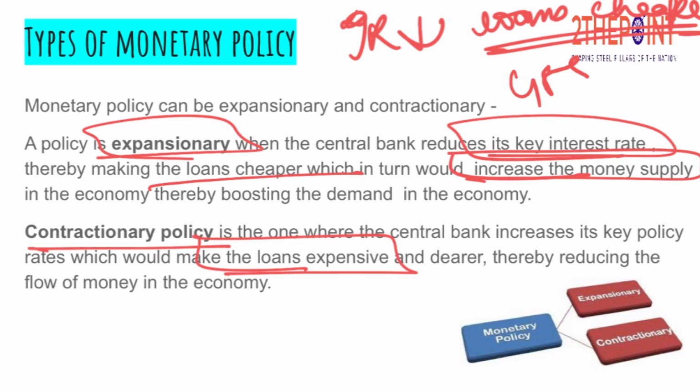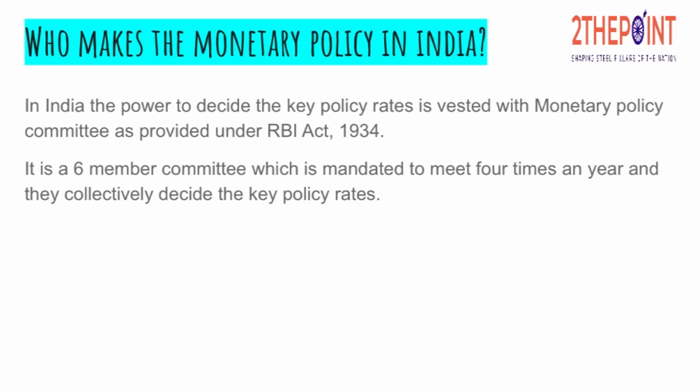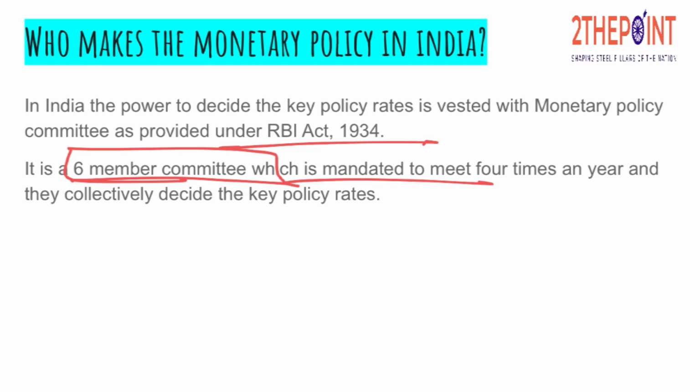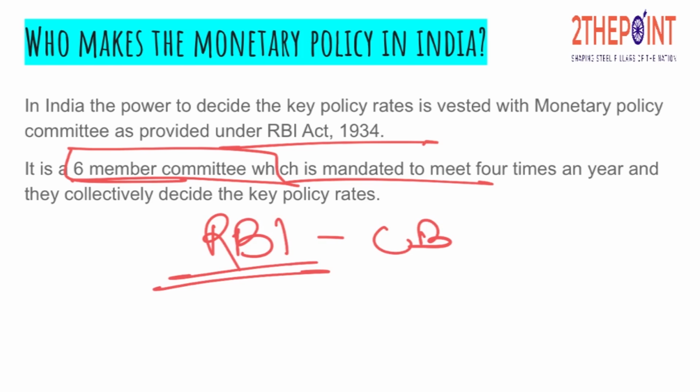Going on to the next slide, who makes the monetary policy in India? The monetary policy is formed by the Monetary Policy Committee, which is formed under the RBI Act, 1934, and it is a 6-member committee which collectively decides upon the key interest rates. It is mandated to meet 4 times a year, and they float the monetary policy of the country. Before this committee was in place, the sole responsibility was of the RBI, which is the central bank of our country.